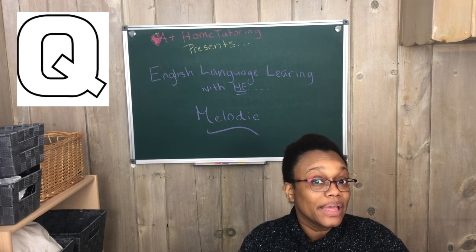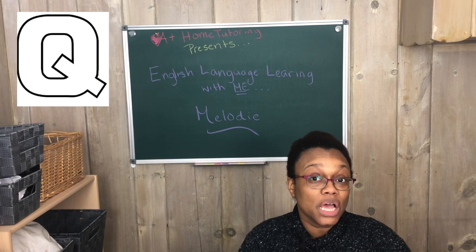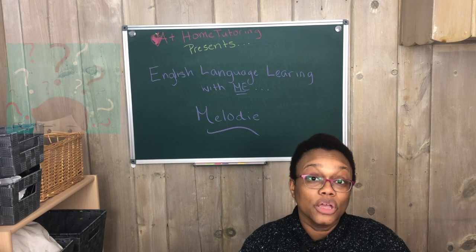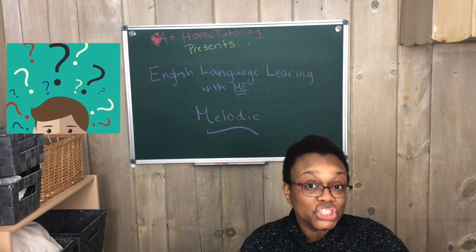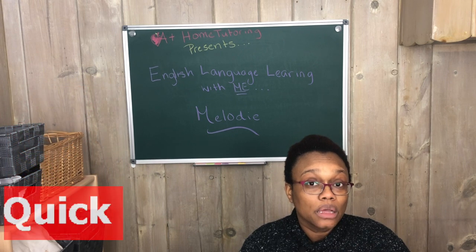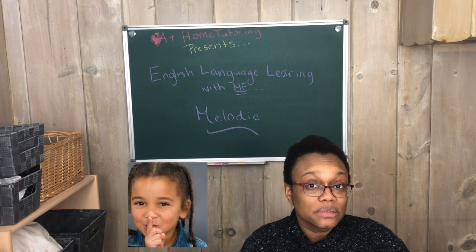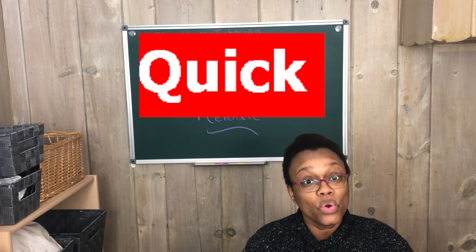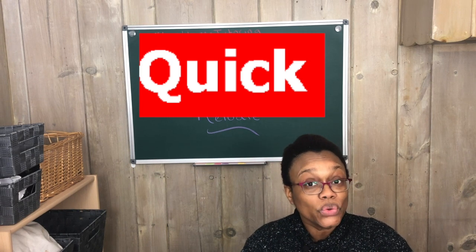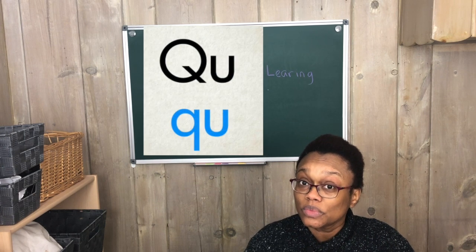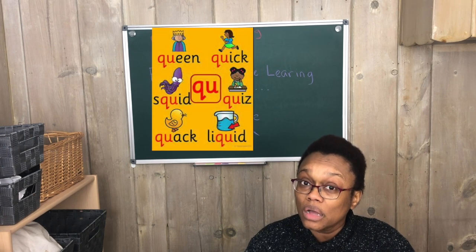The next letter is the letter Q. Q. The letter Q produces a qua sound. For example, question, quick, quiet. Notice in those words, the letter Q is always followed by a letter U. Qua, qua, qua.